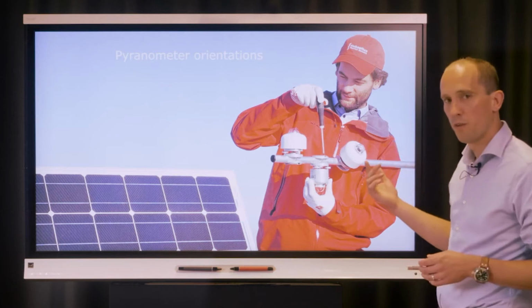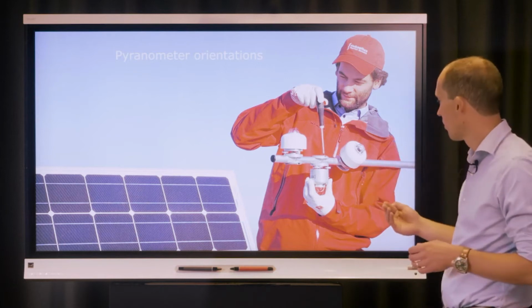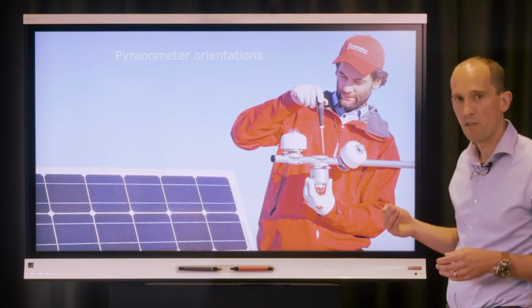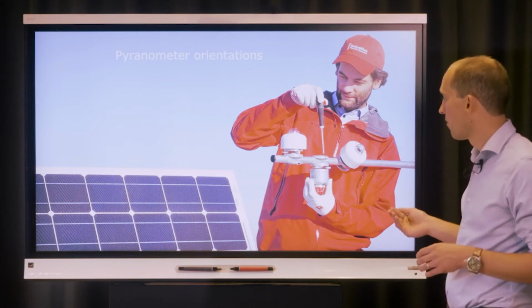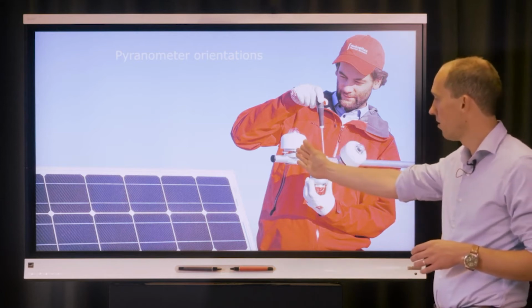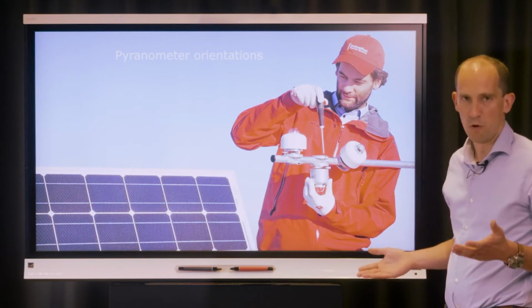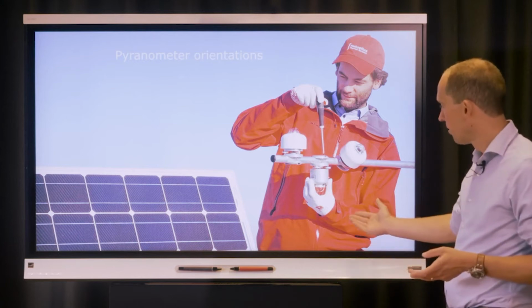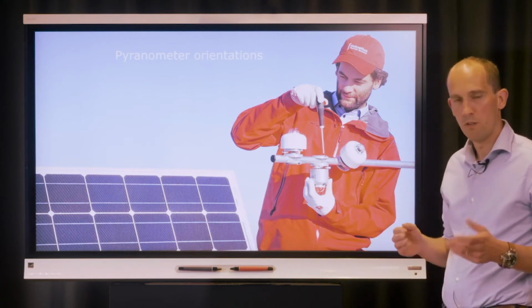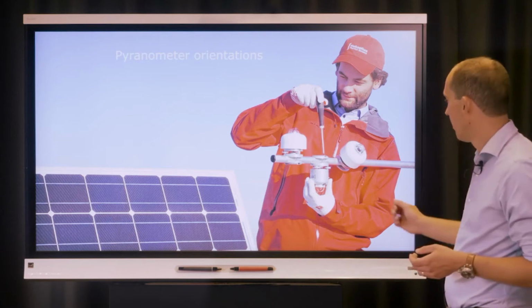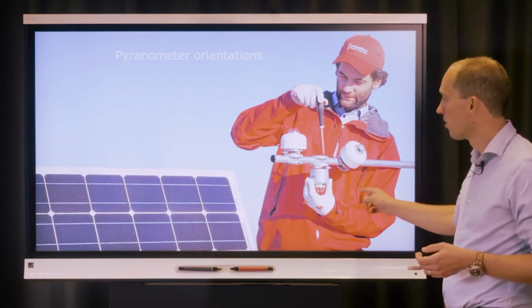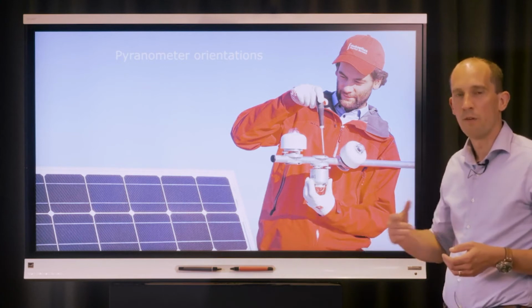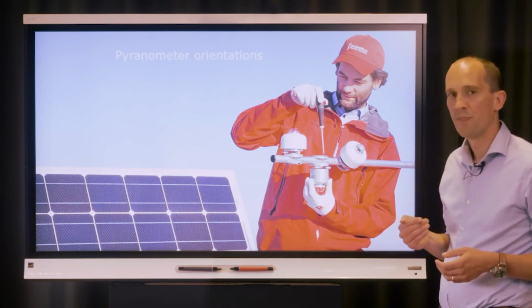So here's a picture of the same instrument, the same pyranometer, being used in 3 different orientations. In that sense, it's a very flexible instrument. So the up-facing instrument is measuring global horizontal irradiance. The down-facing instrument is measuring the reflected irradiance. And this instrument here is tilted at the same angle as the panel. So it's going to give you the plane of array irradiance.